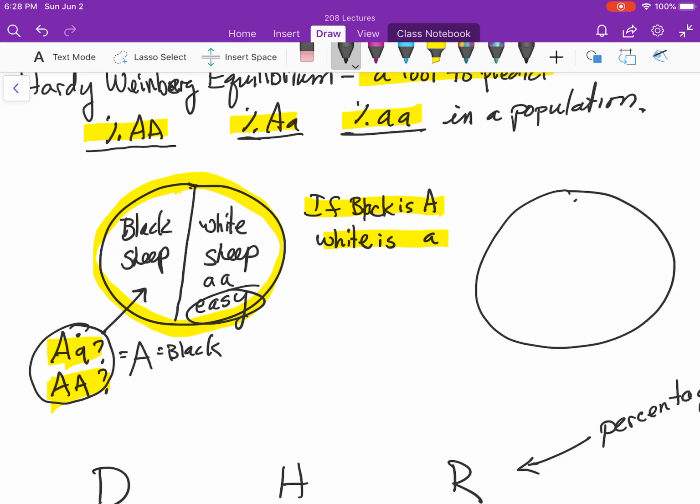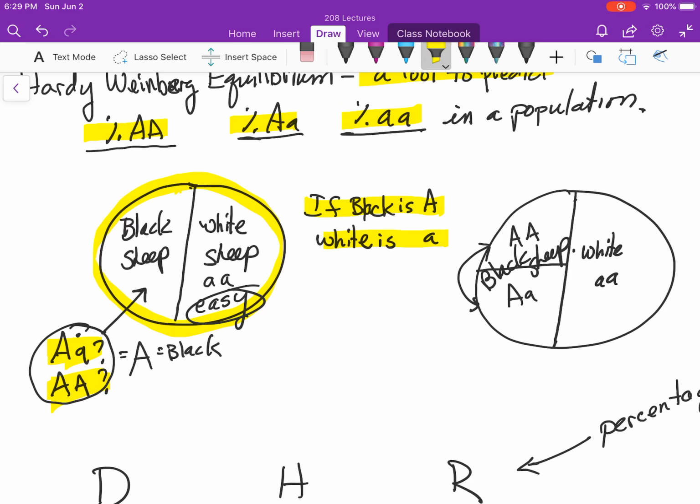So the real answer looks like this circle on the right over here, where the white sheep, they are little a, but we're going to look at the other side, and we're going to see some of them are big A, some are big A, little a, but they're all going to be black sheep, okay? So the question for Hardy-Weinberg is trying to figure out, what are these proportions here of these two things? I'm going to highlight that. What's going on here? And that's really all it is.